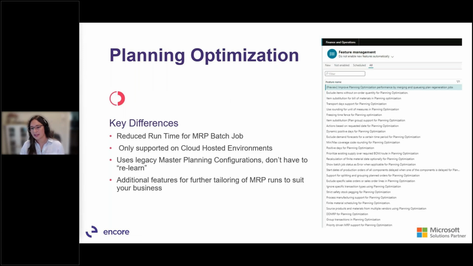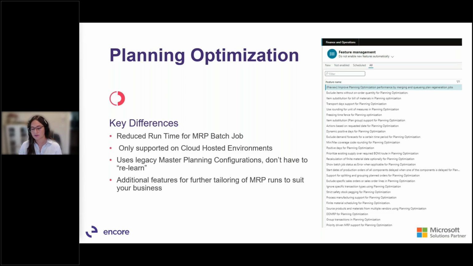All right, planning optimization. As I mentioned, there's nothing for me to really show in the system for planning optimization because planning optimization is something that is enabled. It is a hot topic right now in the planning world, especially in F&O. And planning optimization essentially is a change to how F&O executes the MRP batch job. So it's an expansion on the legacy master planning in terms of its functionality and its dynamic configuration, but it also streamlines the way the system runs MRP in the background.